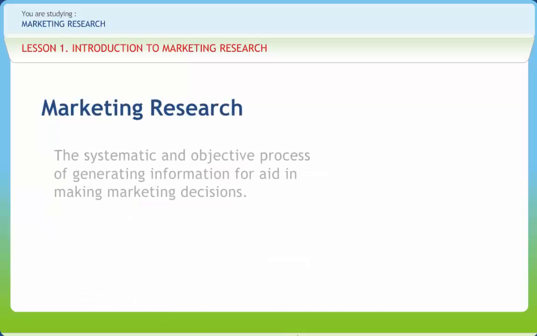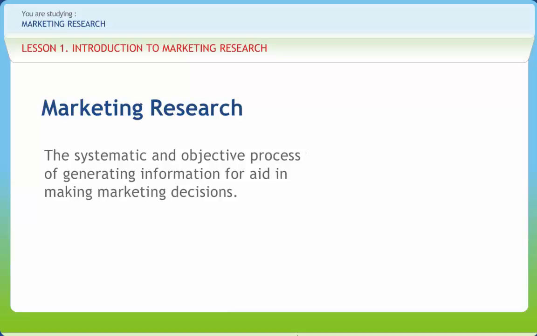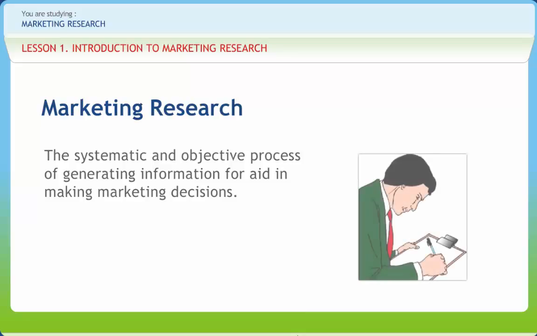The systematic and objective process of generating information to aid in making marketing decisions, or we can say that marketing research is the process of designing, gathering, analyzing, and reporting information that may be used to solve a specific marketing problem. Market research is the systematic gathering, recording, and analyzing of data with respect to a particular market, where market refers to a specific group in a specific geographic area.